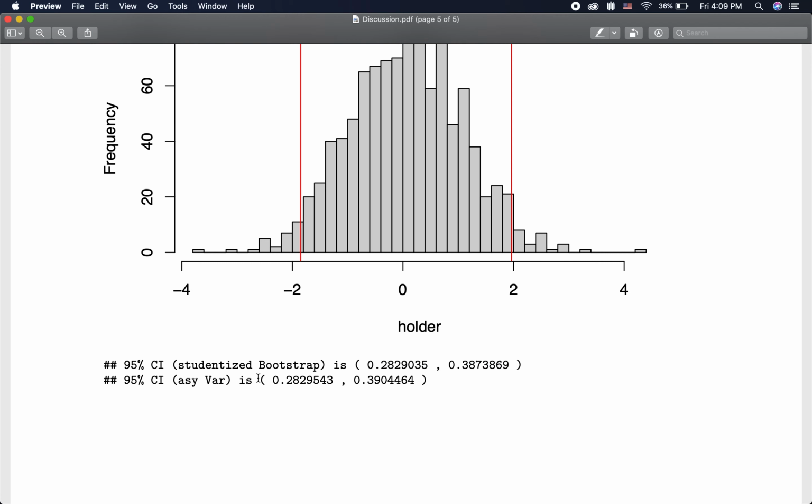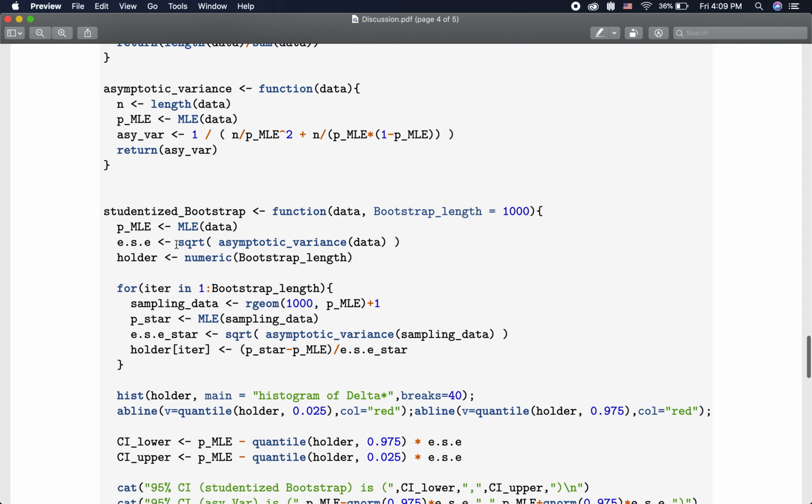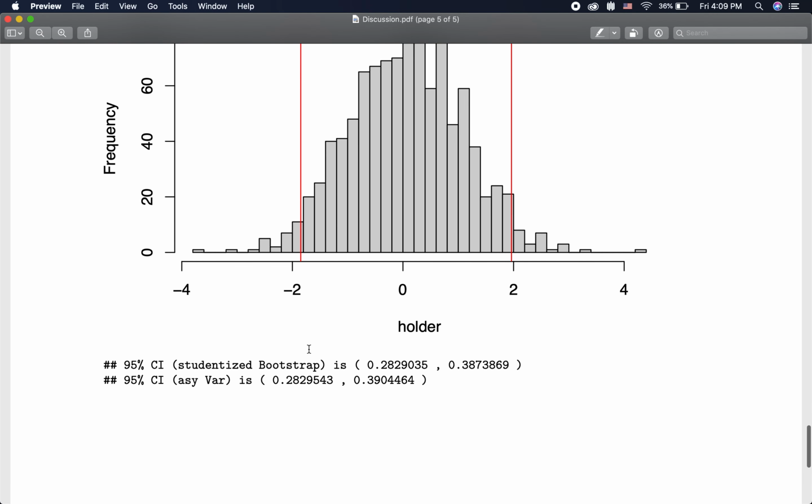And this is the asymptotic variance. That is the confidence interval from the asymptotic variance, where the difference is that we don't need to run the simulation anymore. We just use the Q norm, or the Z from the normal distribution, multiplied by the asymptotic variance, which is equivalent to this part, what we locked down given the data set. So we can see that both the studentized bootstrap confidence interval and the asymptotic variance confidence interval cover our true parameter there.